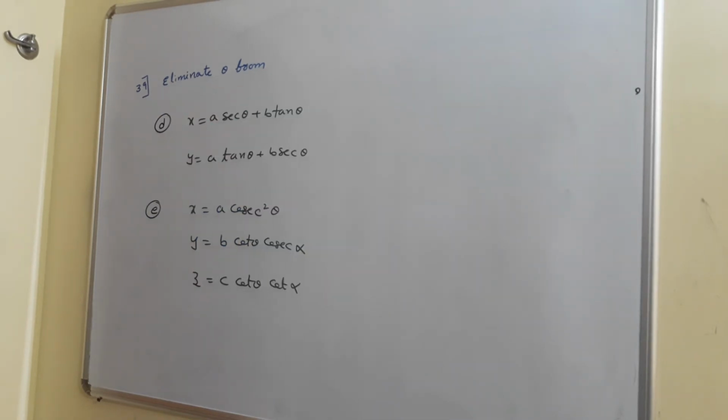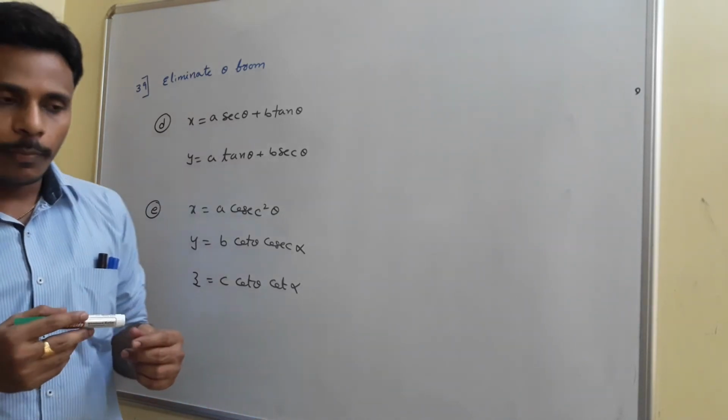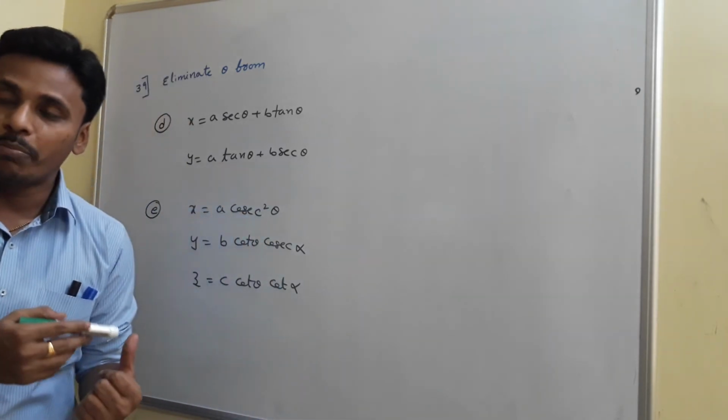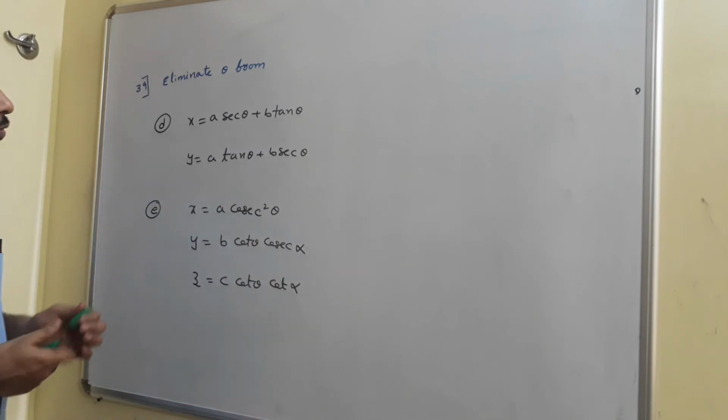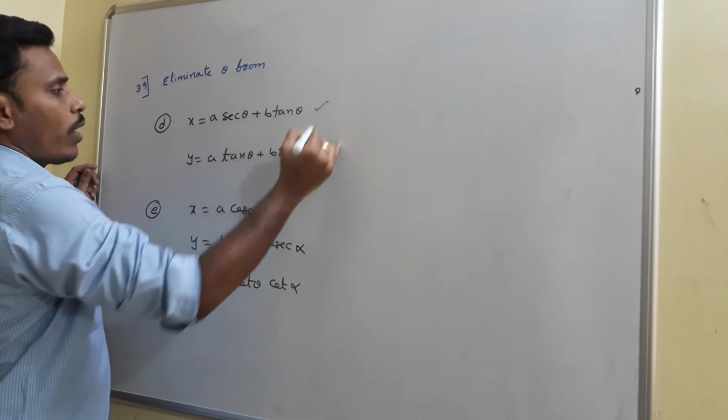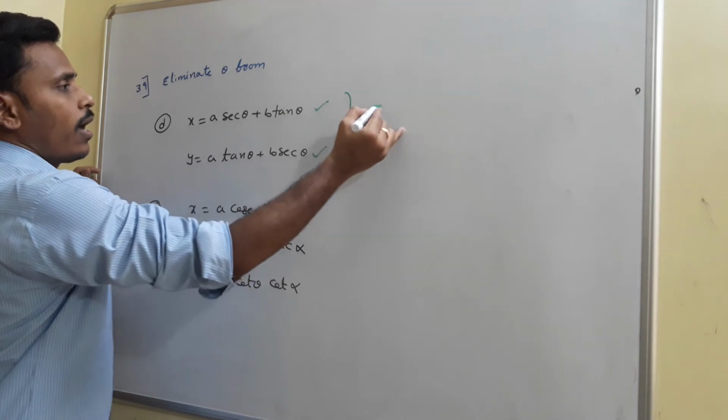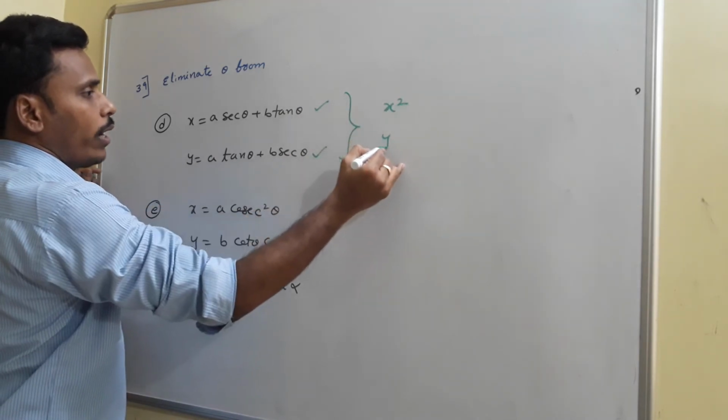Just look at the problem on the board. We need to eliminate theta, the trigonometric terms, from these two problems D and E. Just like the problems we discussed here, like A, B and C, we can easily solve these two problems also. First of all, what we need to do? Here x and y are given. See, to eliminate theta, I need to find x square and y square.